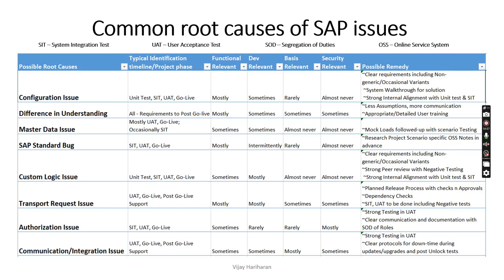Authorization issue, again, looks pretty straightforward, but sometimes you will feel that the authorization is all right because one module is able to work fine, but when it gets into the other module, there are issues. So, for instance, during SD-FI integration, the billing document was created successfully, but the accounting document has failed because the relevant role is not available for that particular user.